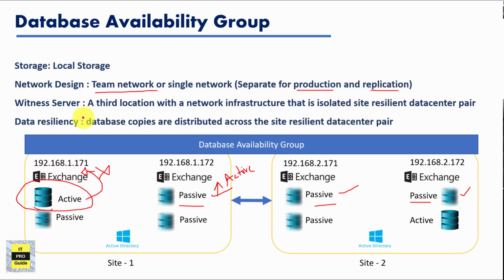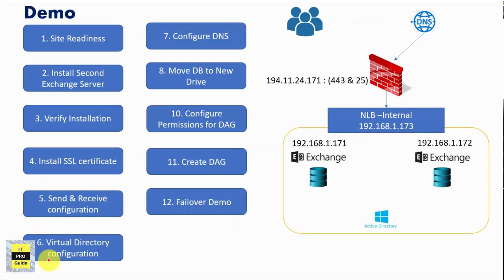Microsoft Exchange Database Availability Group uses quorum to maintain the database availability. So if you have an even number of Exchange members as nodes in the database availability group, then you need a witness server, which should be in a third location with a network infrastructure that is completely isolated for a site resilient data center pair. I hope the previous slides and explanations give you an idea about what a database availability group is, and how to maintain high availability of Exchange server within the data center and between the sites.